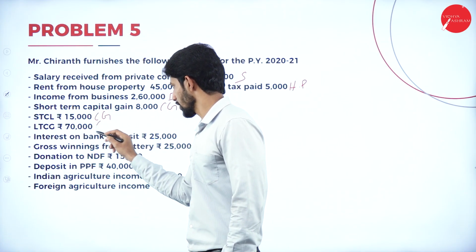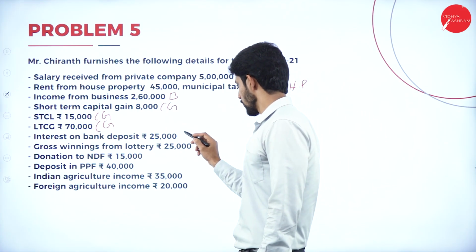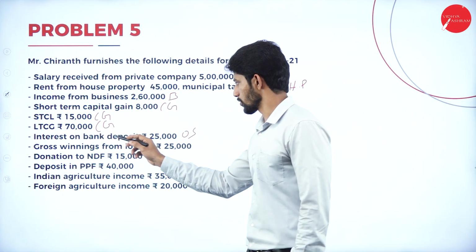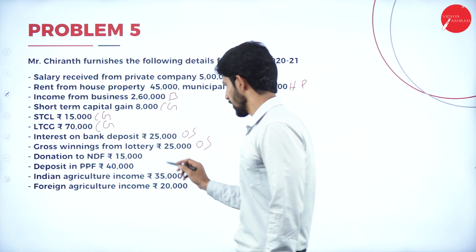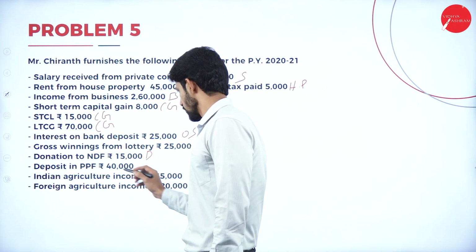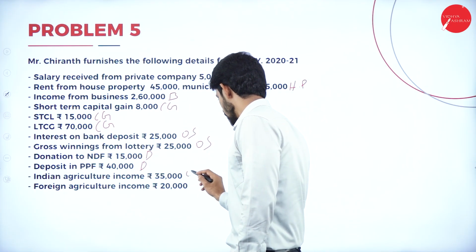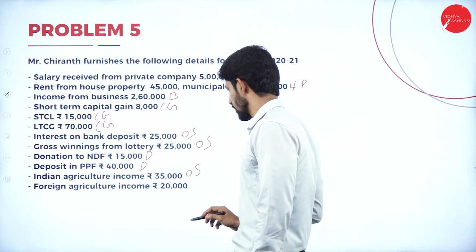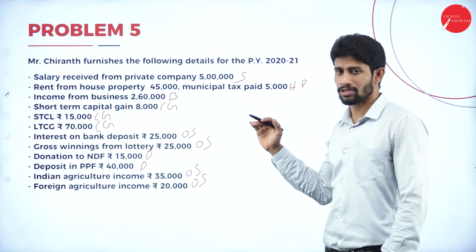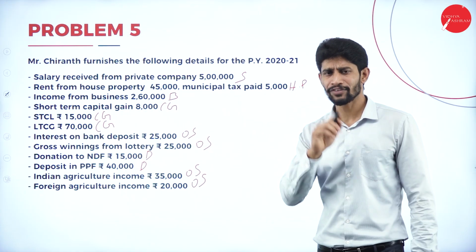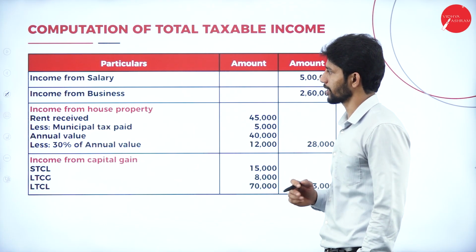Long-term capital gain relating to capital gain. Next, interest on bank deposit relating to other sources. Gross winnings from lottery, other sources. Donation to NDF, deduction. Deposit in PPF, deduction. Agriculture income in India, other sources. Next, foreign agriculture income, it is other sources. So if you mark each income like this, then it will be easy to solve the problem. So moving on to the solution part.